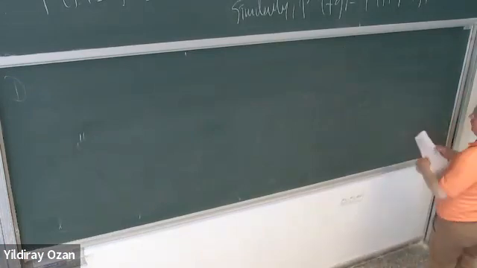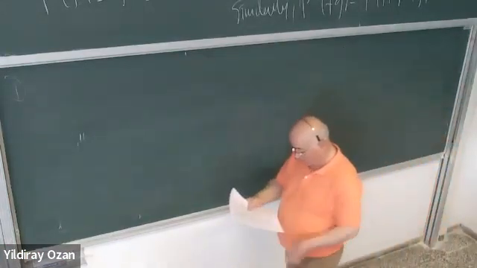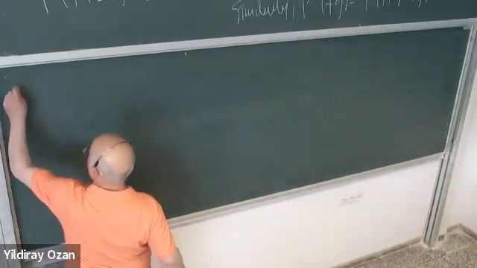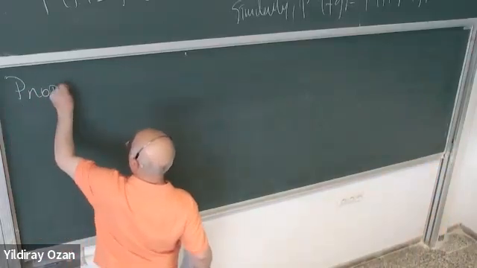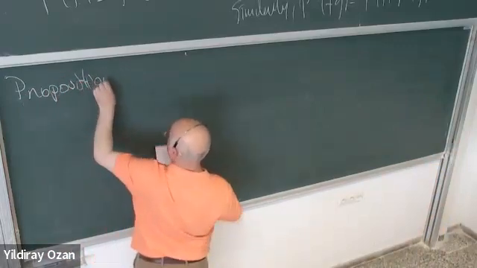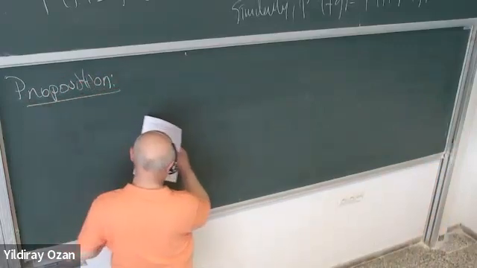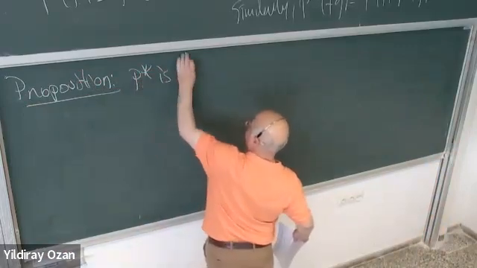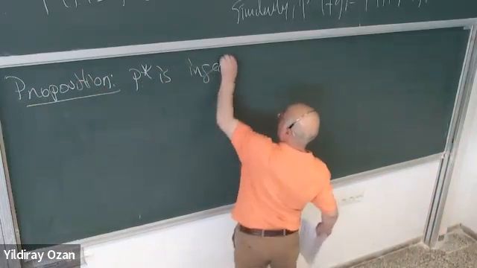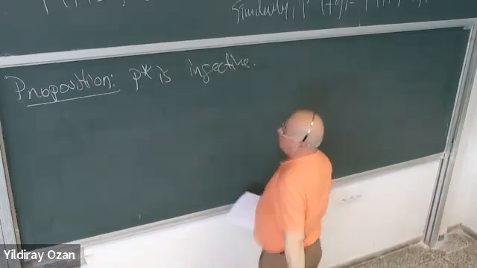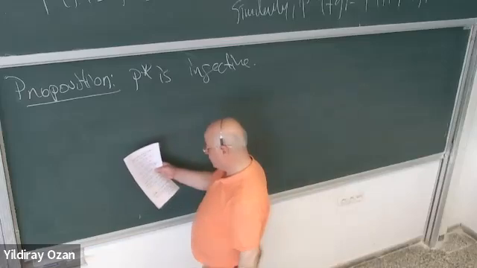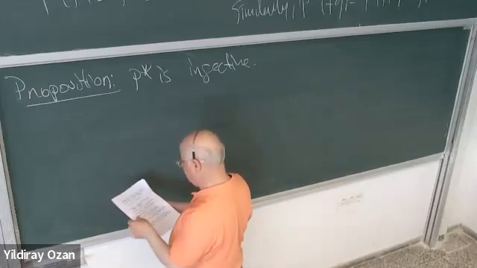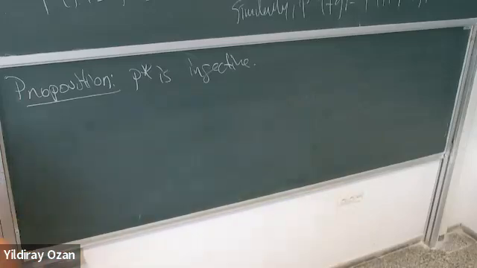This is a ring homomorphism. Moreover, p star is injective. And the reason is that the covering map is surjective.